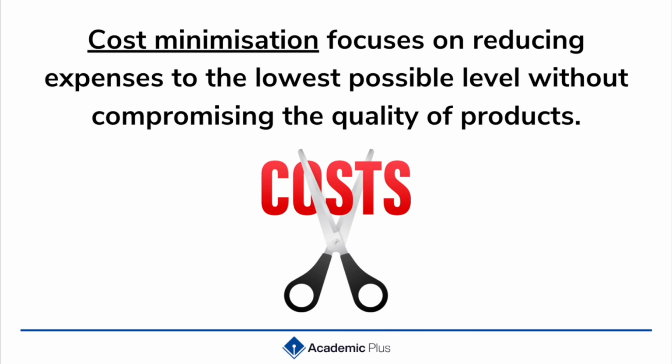And when we look at setting these cost objectives, typically it will be around cost minimization. It will be trying to focus on reducing our expenses to the lowest possible level, hopefully without compromising the quality of our products. So for example, our objective could be to reduce the total operating cost by 10% within the next 12 months by streamlining our operations. Or it could be decreasing our manufacturing cost per unit by £2 by the end of the year through process improvement.